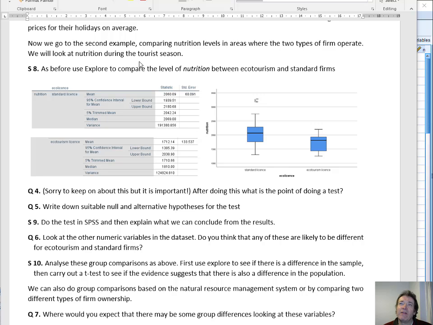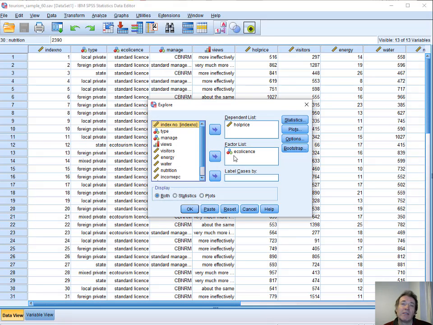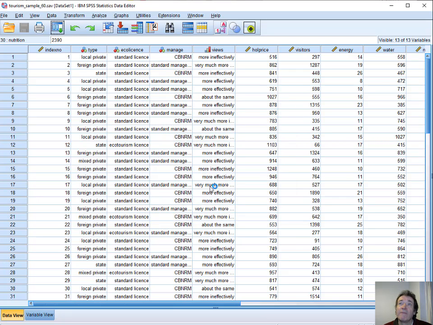Now we're going to look at whether there is a difference in the level of nutrition between firms in the same two categories, ecotourism and standard firms. We can do that quite quickly just by using this button, which brings back previous commands. So bring back the previous explore command. We still want to split it by eco license. Instead of whole price, we want to do nutrition. So to swap out whole price, put in nutrition. Everything else can stay the same, so you get the same plots.